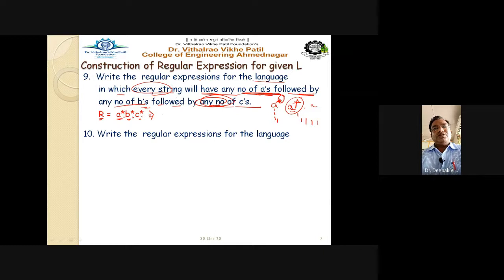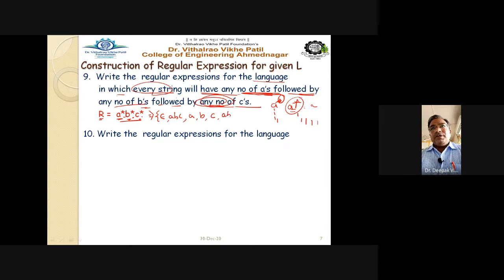So can we write the strings for this? I can have epsilon, meaning A, B and C are all missing, or a single occurrence of A, a single occurrence of B, and a single occurrence of C. The second string we have formed here is A, meaning B and C are missing. Now I can write B, because A and C are missing. I can write C as one string, meaning A and B are missing.